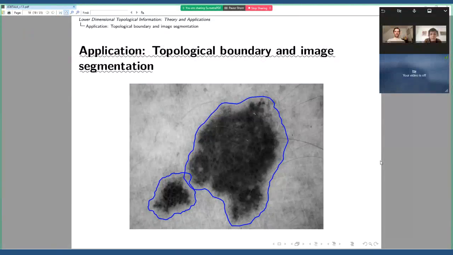Okay, great. Any other questions? Yes, I have one question. Wojtek here. So my question is, will the result change if you, instead of using disks, would use, let's say, rectangles with different ratio of sides?